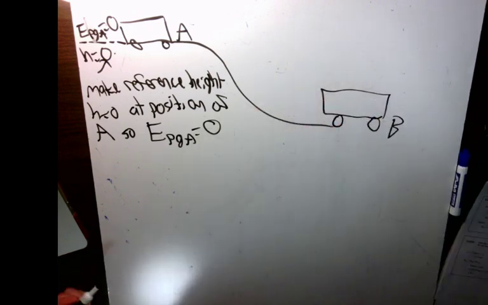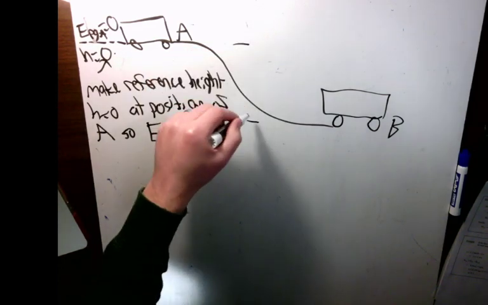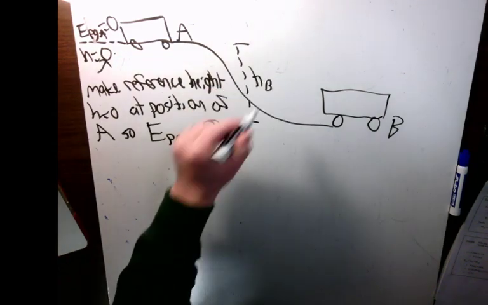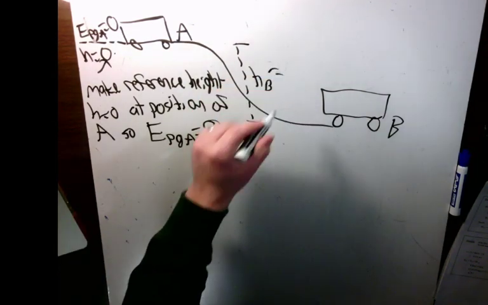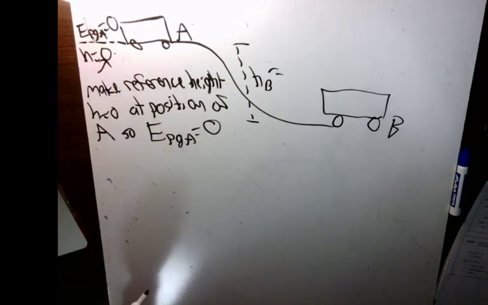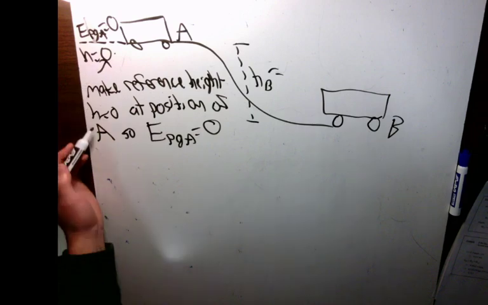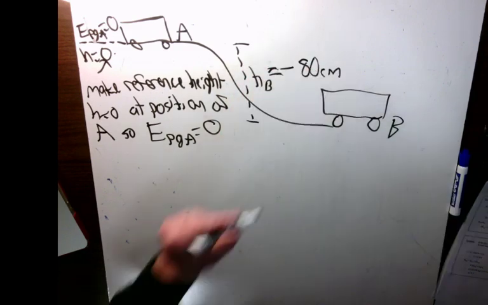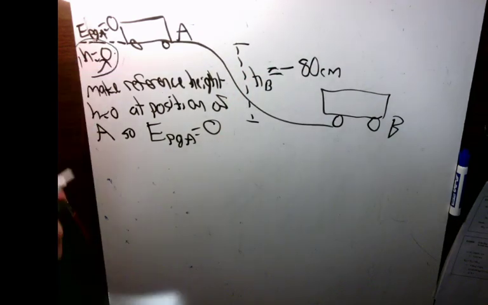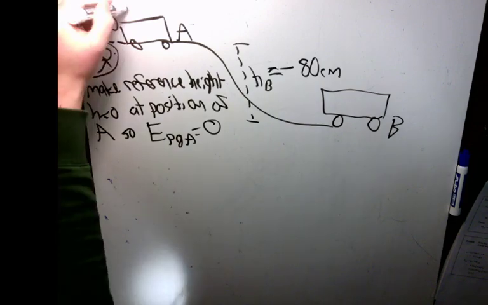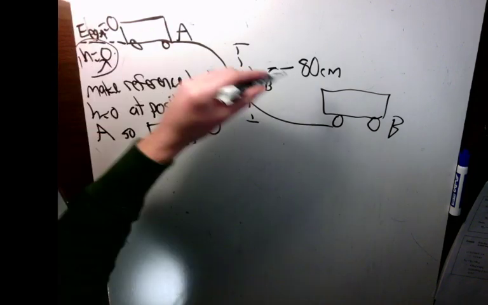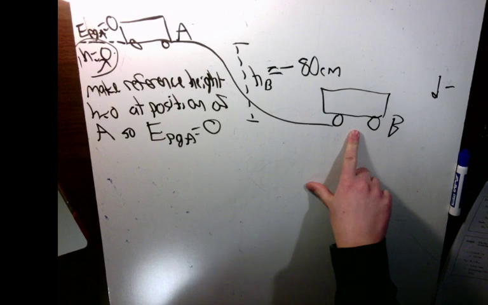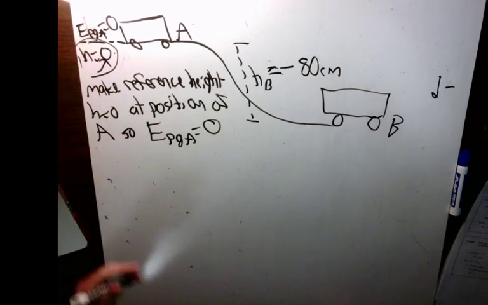B. From A to B, we have a height difference of, well, the height they gave us is 80 centimeters. We're going down from our reference height, so the height of B is negative 80 centimeters because we're below our reference height. So everything above it would be positive, but everything below it is negative. Since B is below A, we have a negative height of 80 centimeters.